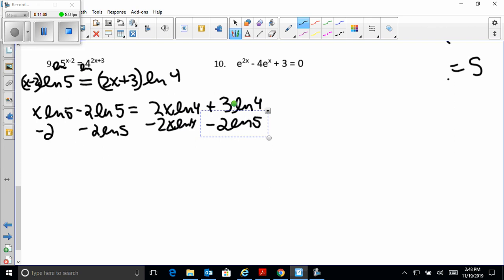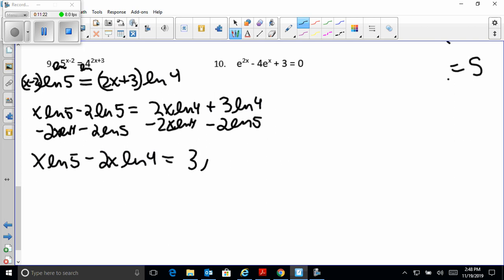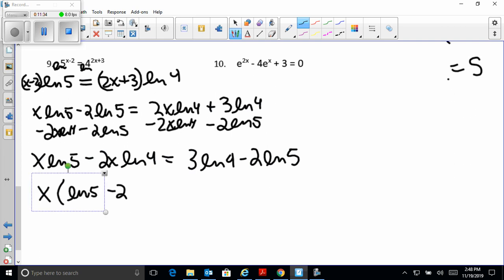Put my x's together. Now they're not the same, the natural logs, but I still can get them on the same side, and that's going to help me solve this problem. 3 natural log of 4 minus 2. Now, since I have both my x's on the same side, I can factor out an x. And natural log of 5 minus 2 natural log of 4 is equal to 3 natural log of 4 minus 2 natural log of 5.